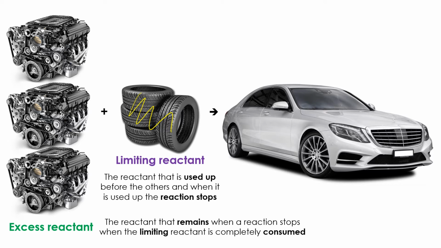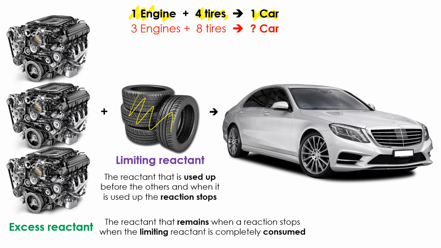Okay, to summarize what we have learned, in order to make one car, you need one engine and 4 tires. What if we have 3 engines and 8 tires? How many cars? Before finding out how many cars you can make, you have to identify the limiting reactant, because if you calculate the product based on the excess reactant, it will be wrong. If you just check the engines and say, okay, you have 3 engines, so I can make 3 cars, this will be wrong because you don't have enough tires for the 3 engines.